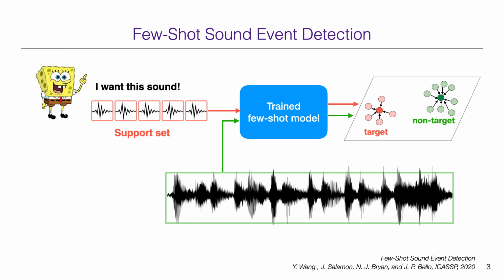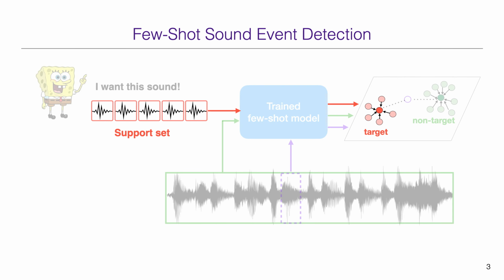We can then model the non-target class using the entire test recording, assuming the target sound is sparse, or use other existing data where the target sound is not present. With these two representations, given an audio frame, we can do binary classification using a nearest neighbor classifier. Here, the support set of the target class is critical for a good representation.